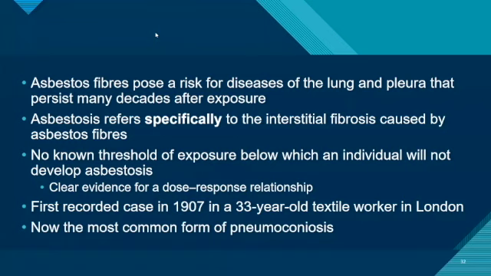There's no known threshold below which you will be safe, so kind of one exposure still puts you at risk. We haven't really quantified how much you need to clearly say you're at risk, but we do know that there is a dose-response relationship, so the more you're exposed, the higher risk of developing disease. The first case was recorded in 1907 in London, and it's now the most common form of the pneumoconiosis.